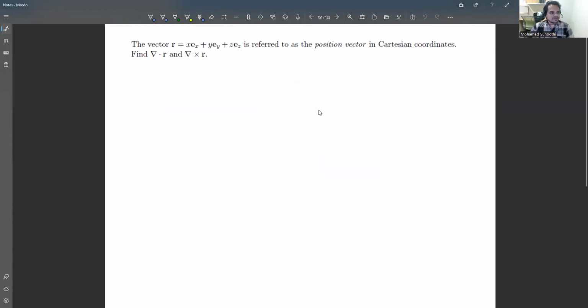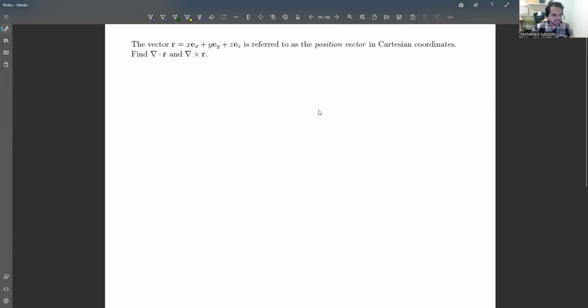The first one, to familiarize the divergent and curl. Here I have given one position vector in the Cartesian coordinate system. In this case, instead of E1, E2, E3, it is EX, EY, EZ. But again, the same, because I have taken this from the math book. Now we have to find the divergent and curl.